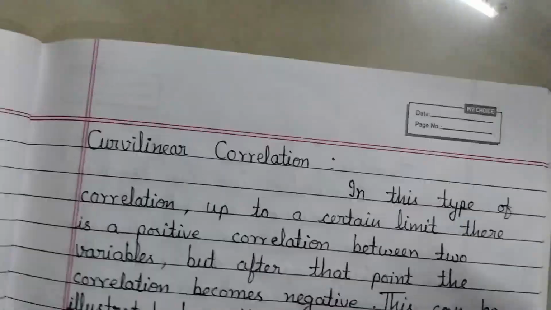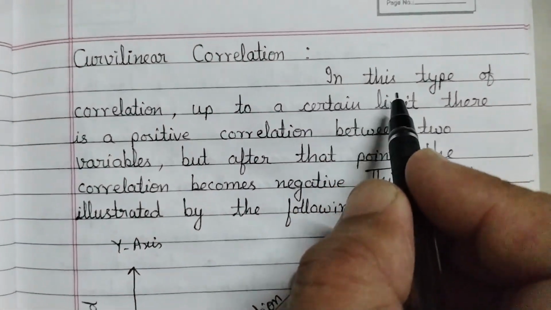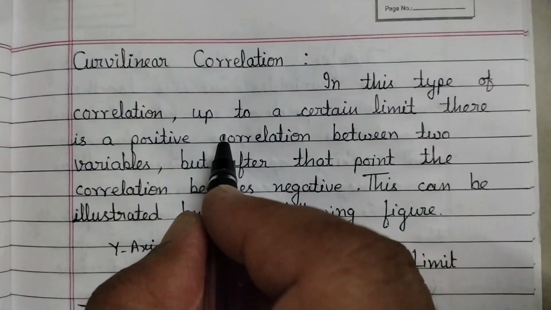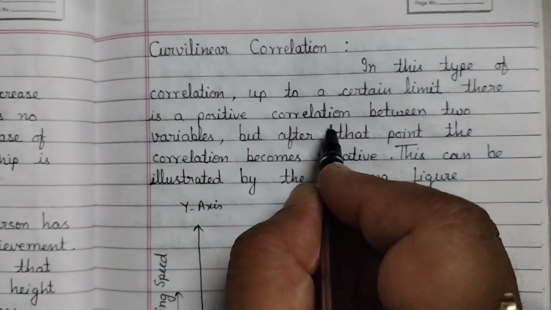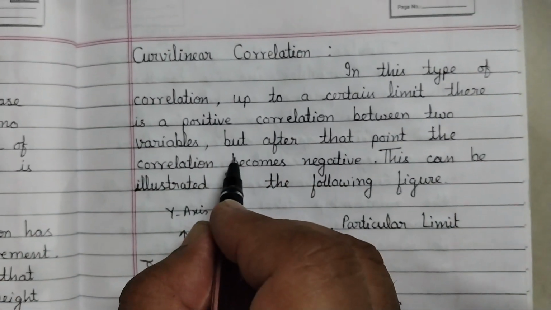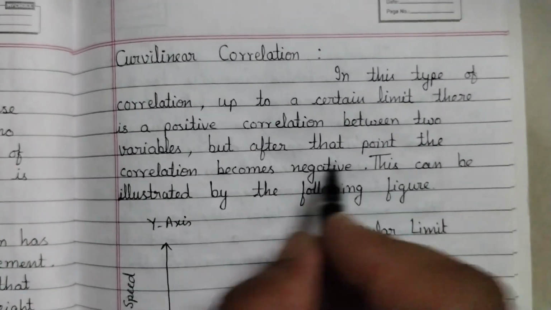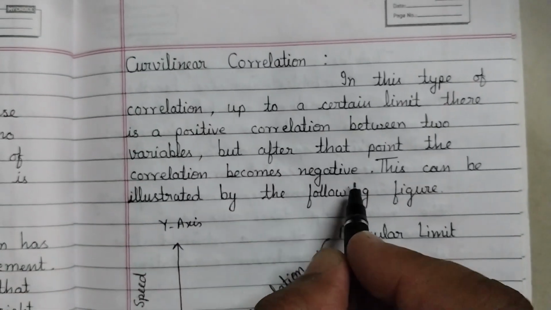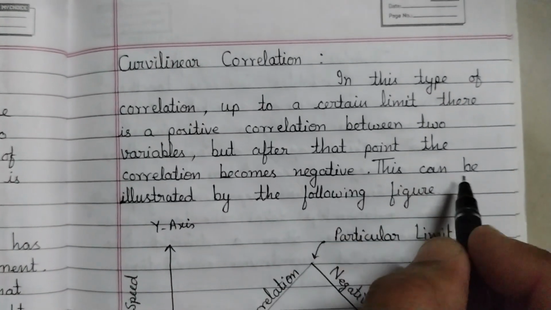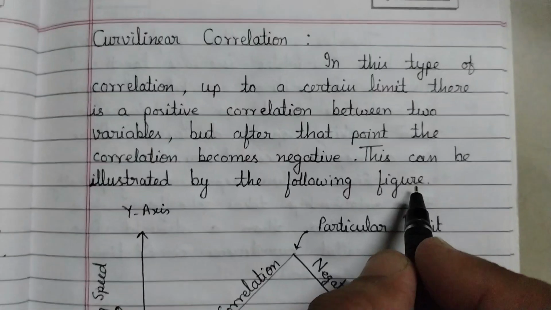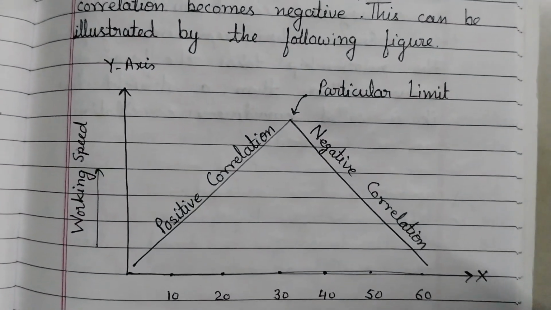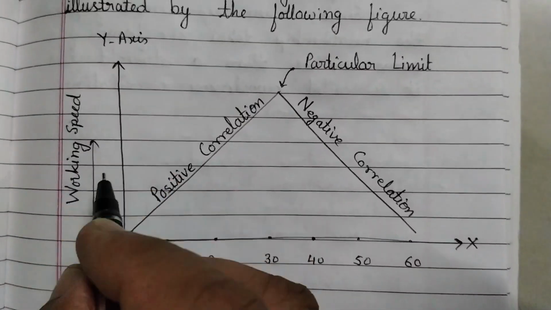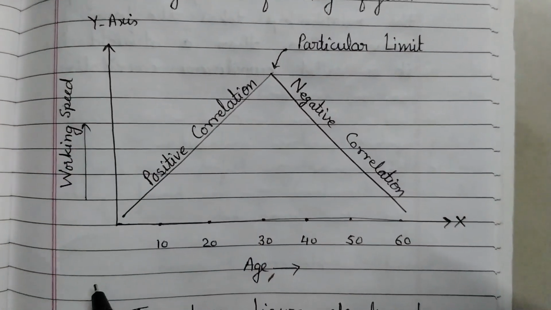Next is curvilinear correlation. In this type of correlation, up to a certain limit, there is a positive correlation between two variables, but after that point, the correlation becomes negative. This can be illustrated by the following figure. On the x-axis, I have taken age, and on the y-axis, working speed.